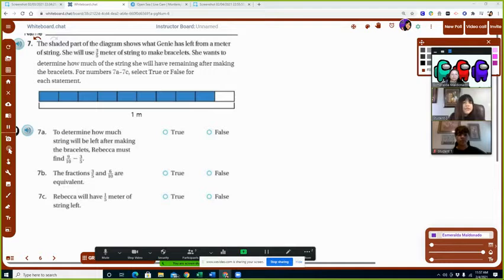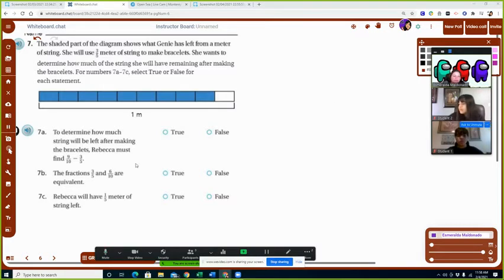The shaded part of the diagram shows what Jenny has left from a meter of string. She will use 3/5 meter of string to make bracelets. She wants to determine how much of the string she will have remaining after the bracelets. For numbers 7A through 7C, select true or false for each statement. So we're going to be looking at A, B, and C, right? So there are 3 different questions for each problem. This problem, number 7, comes from lesson 2, which is use fraction strips to subtract fractions with unlike denominators.